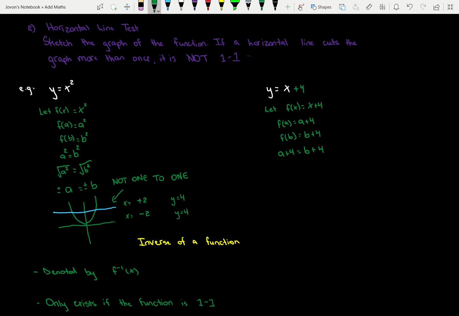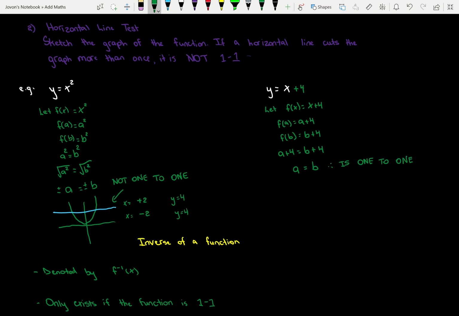Now if we minus 4 from both sides, we will get a plus 4 minus 4, which is 0, and then b plus 4 minus 4, and you'll just get b. And as you can see, we could prove here now that a is equal to b. Therefore it is 1 to 1. And a 1 to 1 function is called an injective function, so therefore we say it is an injective function.